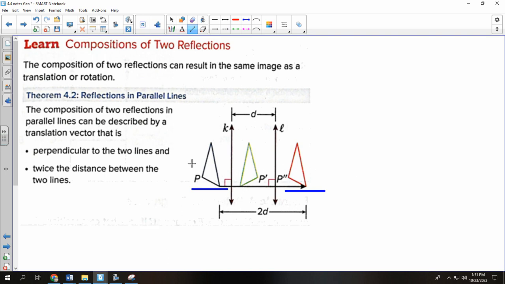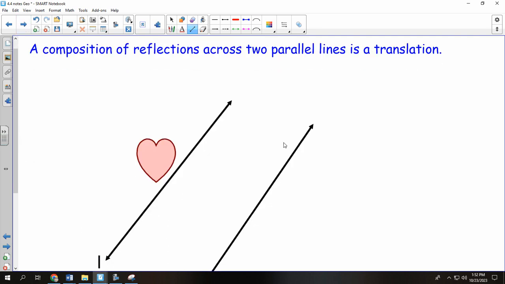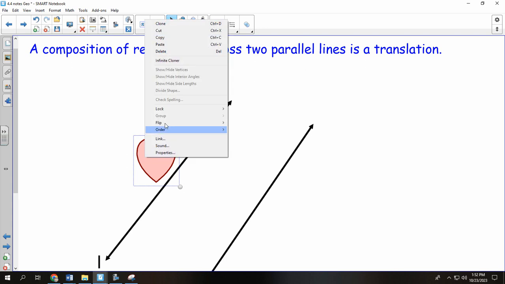So 2 reflections means now you were in a mirror and then we reflected again, now you're back to what you originally looked like. And then the distance from your start to your end is twice the distance between your two parallel lines. How fun is that? So a composition of reflections across two parallel lines is a translation. So let's watch.